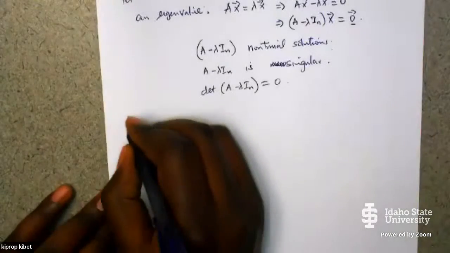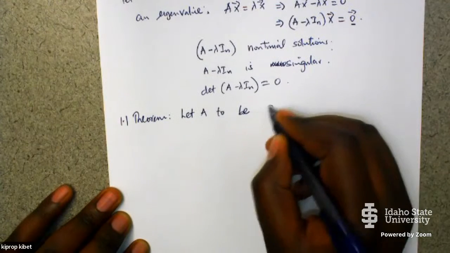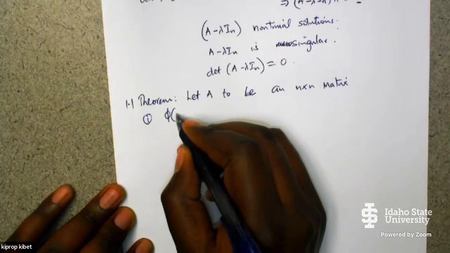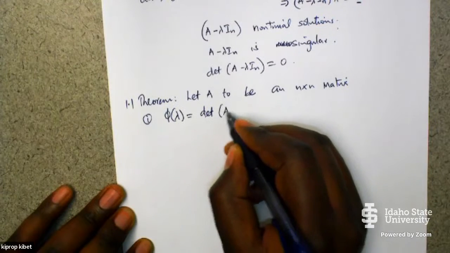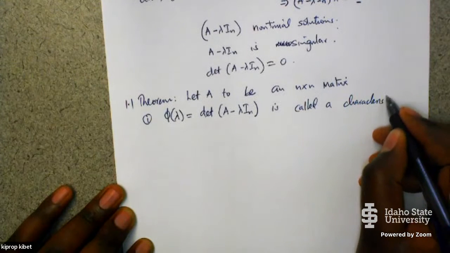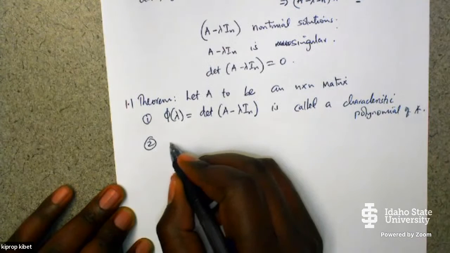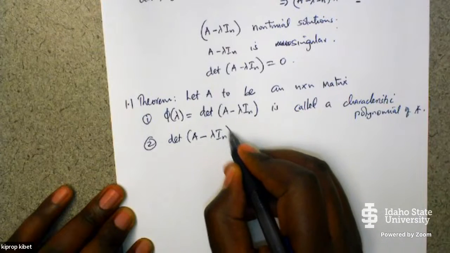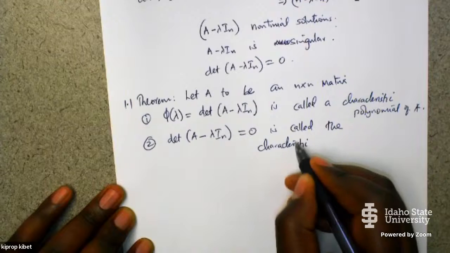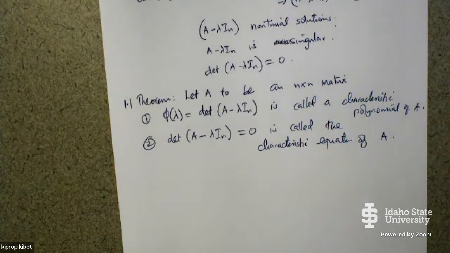So this will lead us to theorem 1.1, whereby if we let A be an n by n matrix, then number one, phi of lambda equals the determinant of A minus lambda I is called the characteristic polynomial of A. And number two, the determinant of A minus lambda I equals 0 is called the characteristic equation of A.